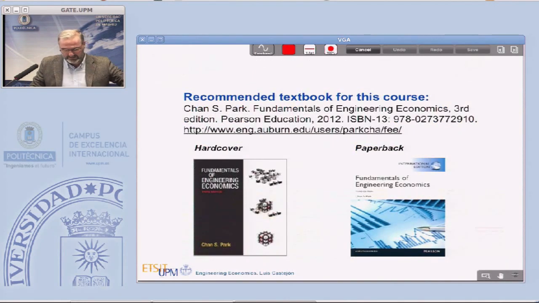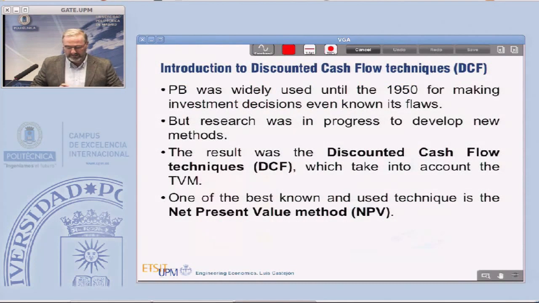First of all, remember the recommended textbook for this course, which is Chan S. Park, Fundamentals of Engineering Economics. And this is an introduction to the discounted cash flow techniques and the net present value techniques. Both are the same.